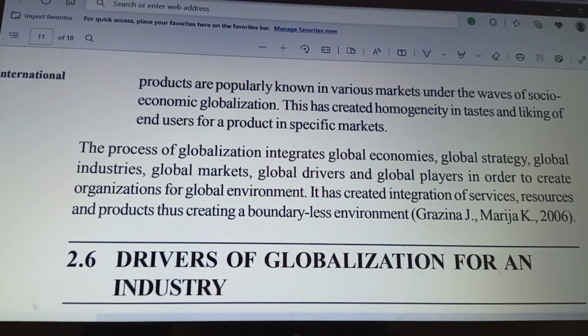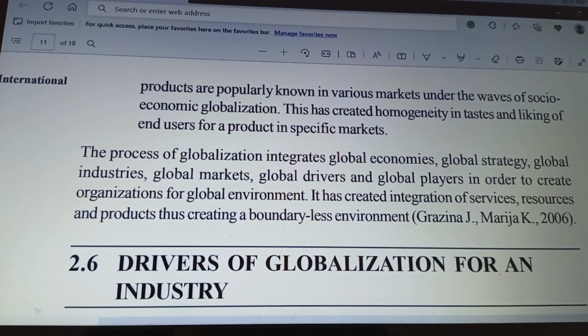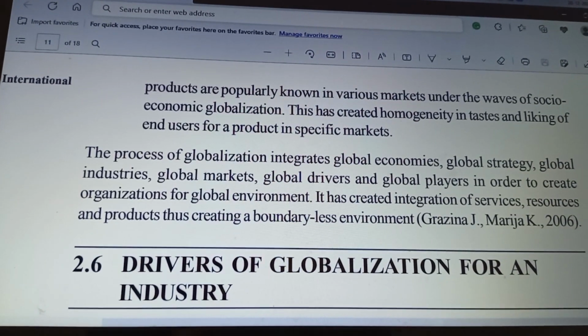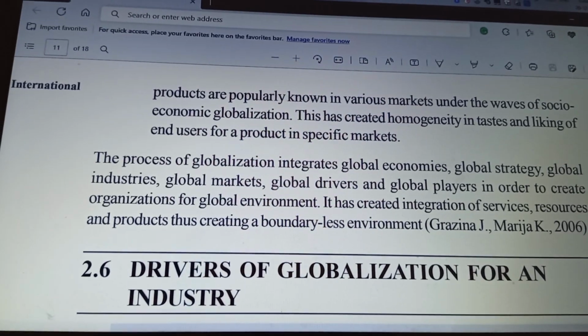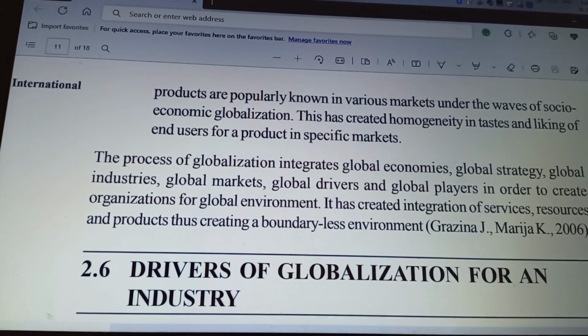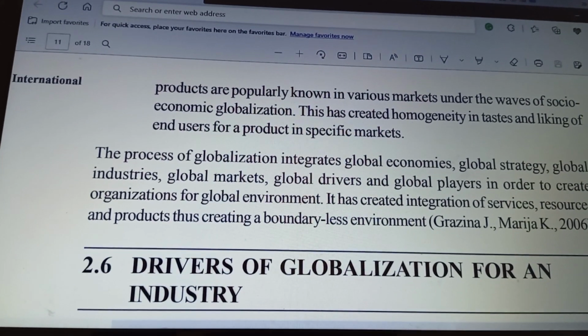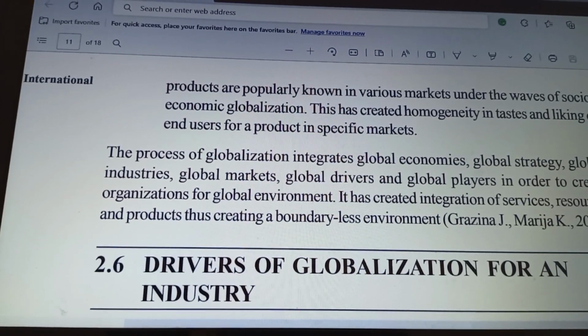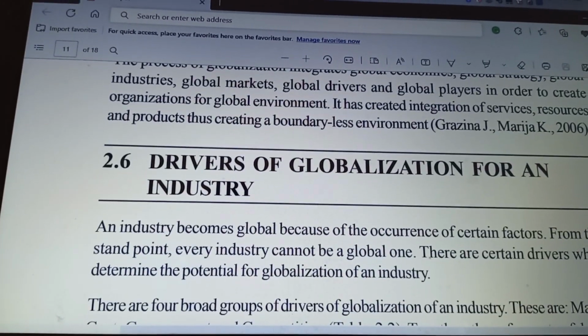Thus, the process of globalization integrates global economies, global strategy, global industries, global markets, global drivers and global players in order to create organization for global environment. It has created integration of services, resources and products, thus creating a boundary-less environment.